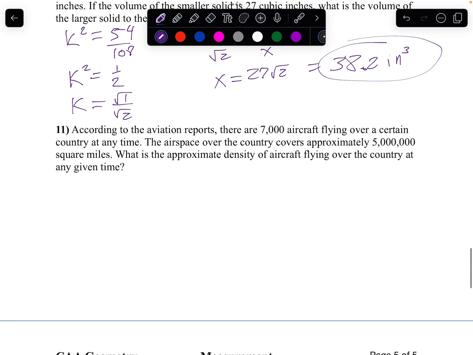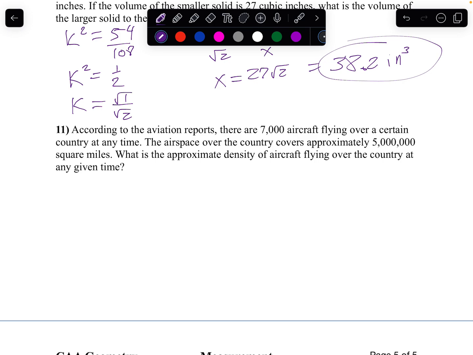Okay, question number 11. According to the aviation report, there are 7,000 aircraft flying over a certain country at any time. The airspace of this country is approximately 5 million square miles. What's the density of the aircraft flying over the country?